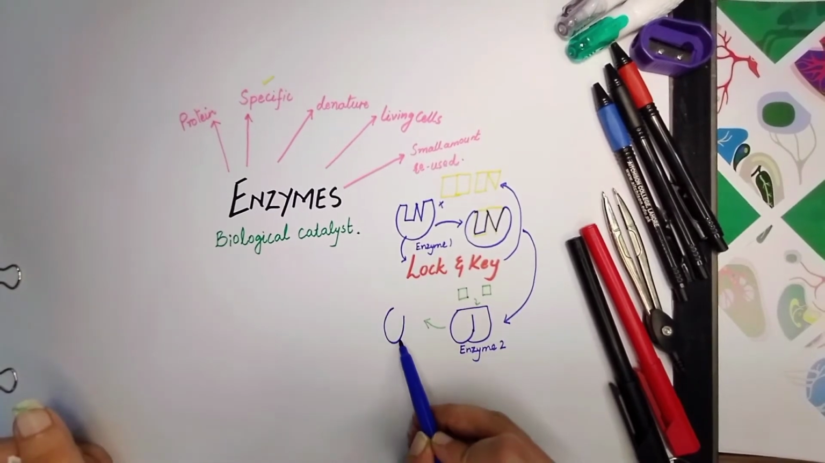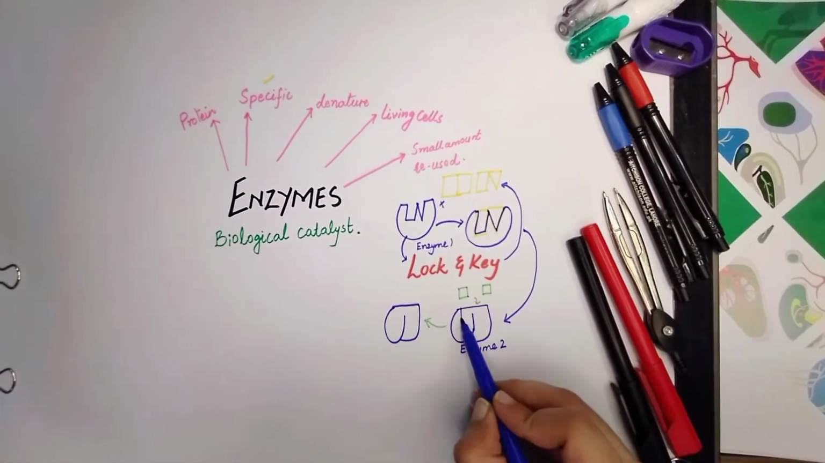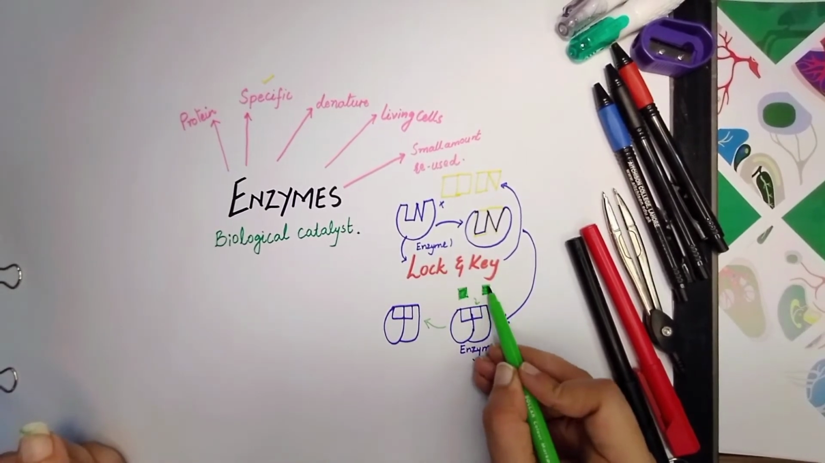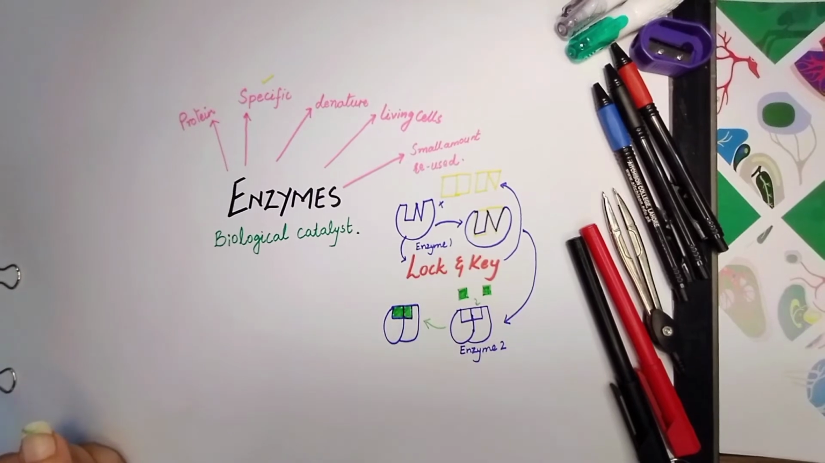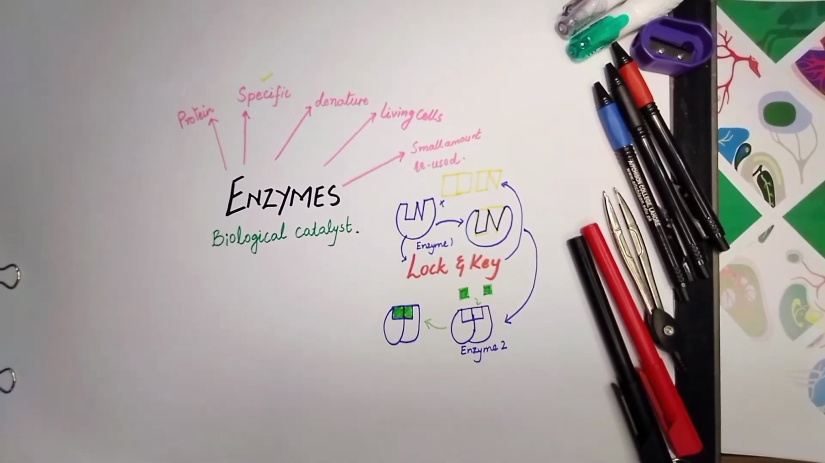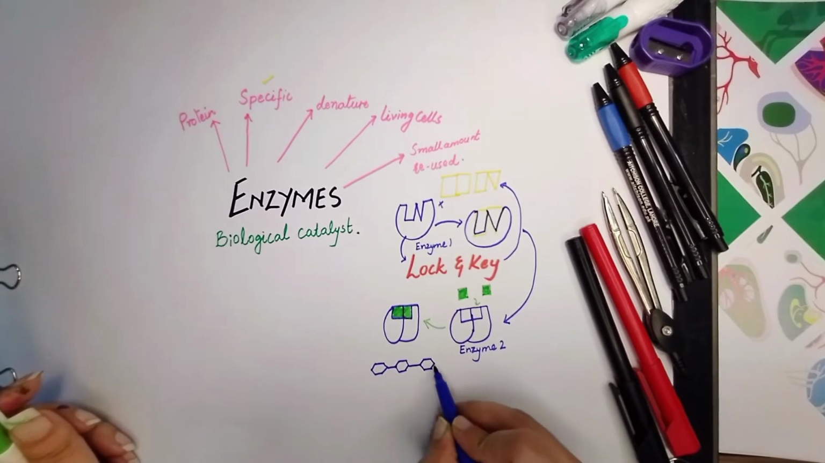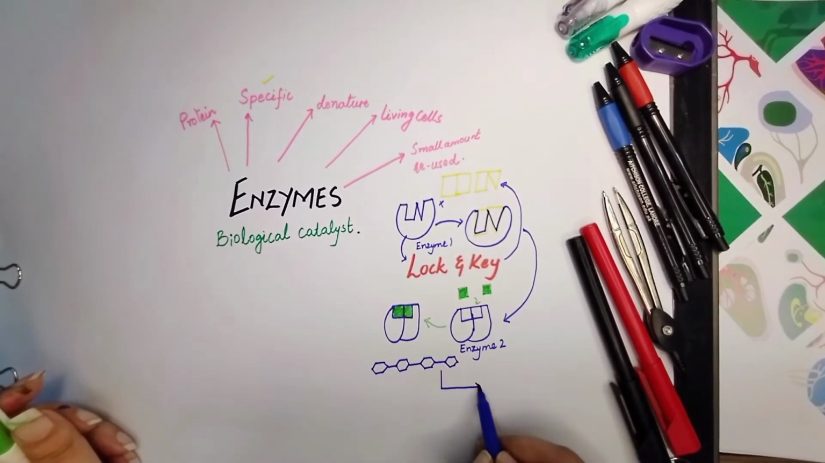So, enzymes can also be used to break down or to make up the products. Reactants can be taken in the form of these green boxes and they can be joined by another enzyme. So, we have discussed here two types of enzymes. Now, let's discuss their examples.